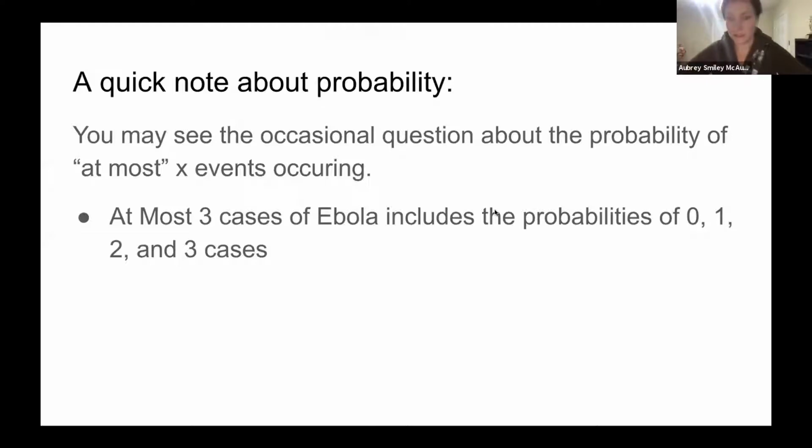So a quick note, something we forgot to cover yesterday. If you ever see, what's the probability of at most X number of things occurring? That includes everything beneath that as well. So, for example, what's the probability that there are at most 3 cases of Ebola in a given country? So this includes probability of 0, probability of 1, 2, and 3. Anyway, if you're working through a probability class, you will probably see an at most or at least question versus exactly 3 cases.